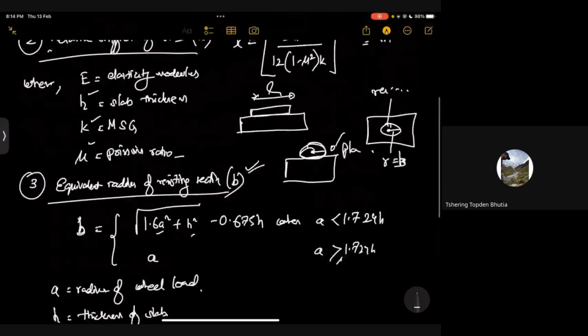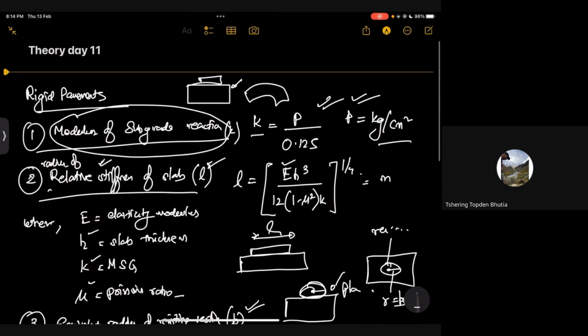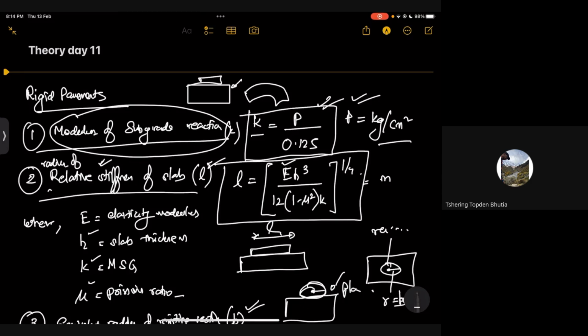So guys, keep your formula here, basically I'll give you some MCQs. Okay, today we are going back to the normal modus operandi. We'll be following that. So guys, please look at this formula. Modulus of subgrade reaction K is equal to P divided by 0.125.